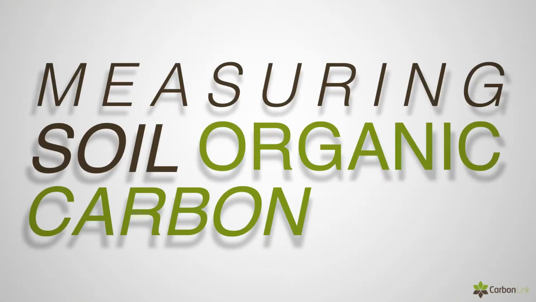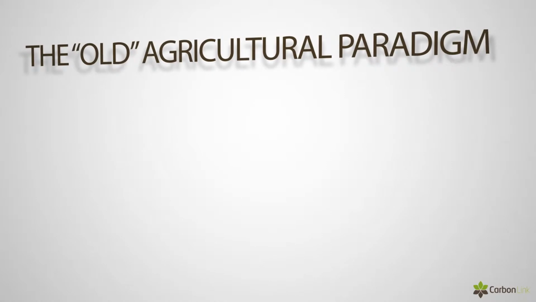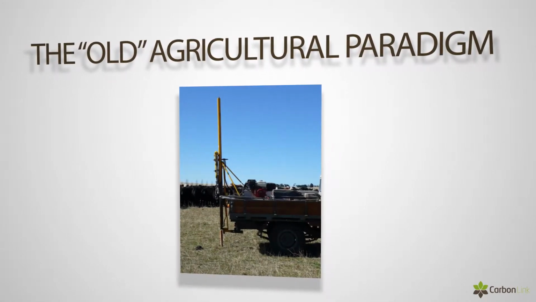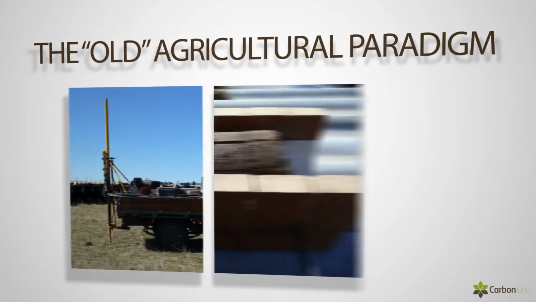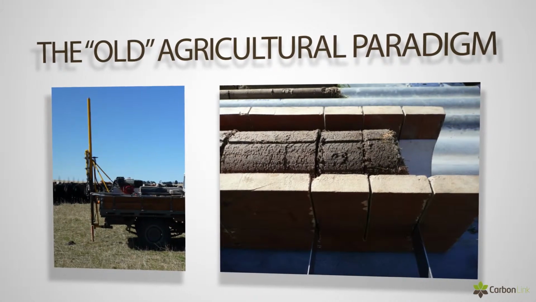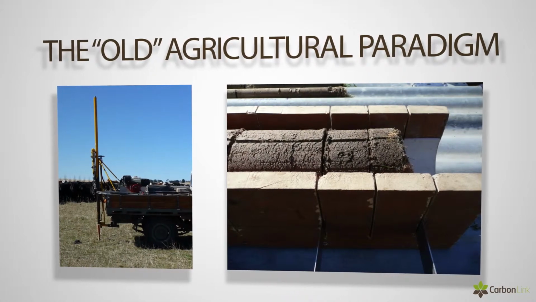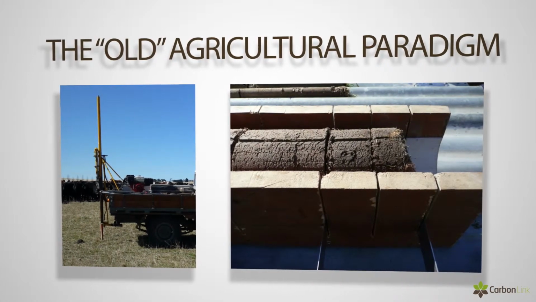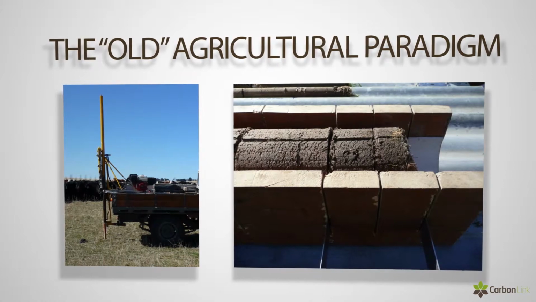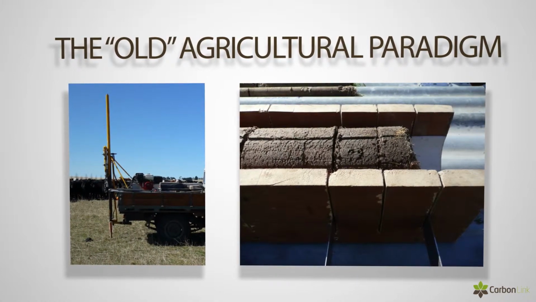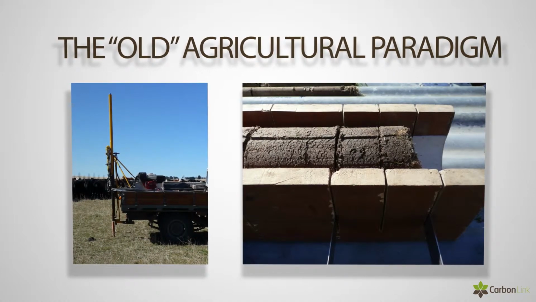Measuring soil organic carbon. The old agricultural paradigm is that you go out with a soil corer mounted on the back of a ute and you squeeze that down into the soil, pull out a core, and then by hand break it up into sections, put those in plastic bags, send it off to a laboratory and wait a couple of months for some sort of results. If we're to do that on a large scale to measure soil carbon, it's going to be too expensive and probably too inaccurate for us to be able to do it.